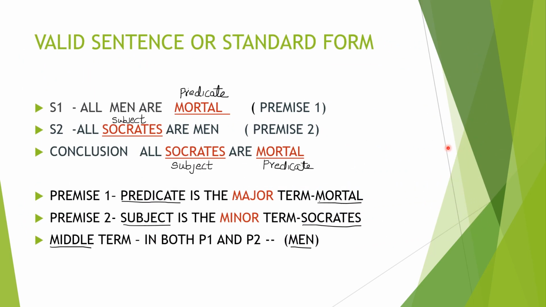Next is valid sentence or standard form. What is a valid sentence in logical reasoning? You are clear that there are two premises and one conclusion in the case of arguments. I have given one example here to make it easy to understand. Premise one is there, premise two is there, and one conclusion is there. That is what we need for an argument.